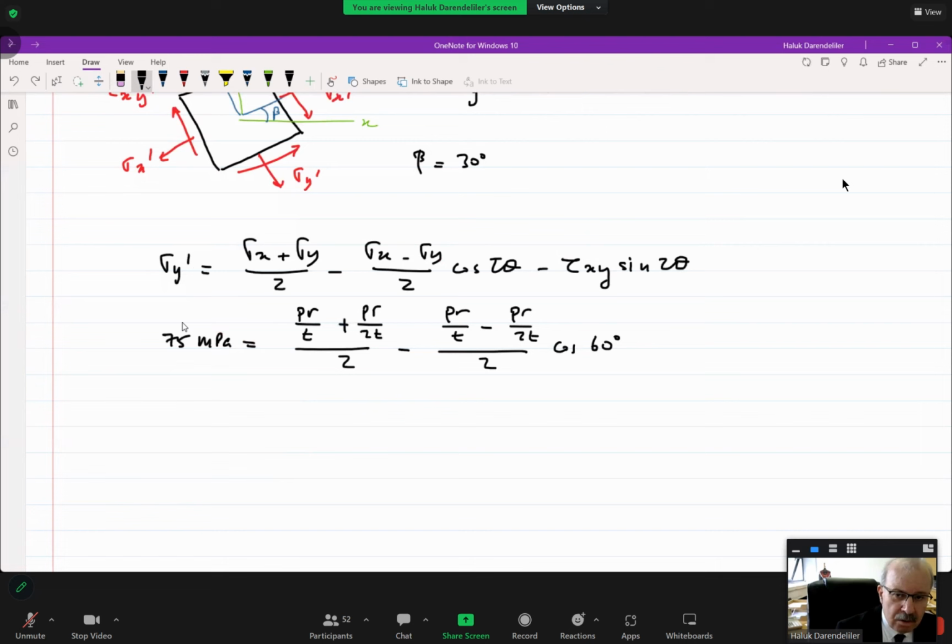So there is no tau xy in the problem. And now we know R, we know t, we know everything. So the only unknown is the pressure. Solving, okay, pressure is found as 3.29 megapascals from the transformation of the stresses.